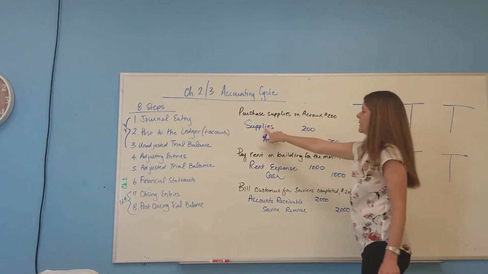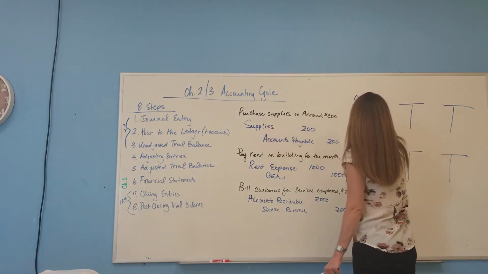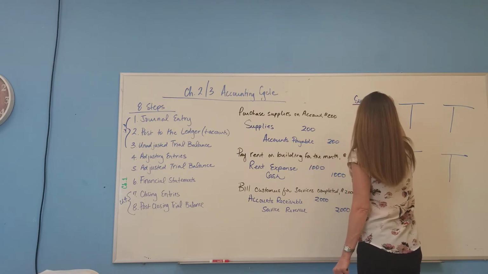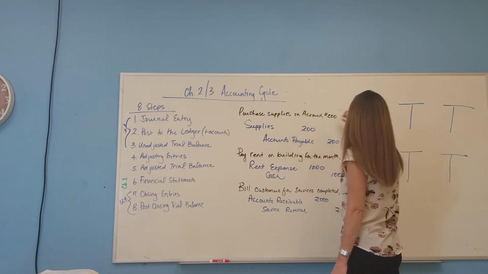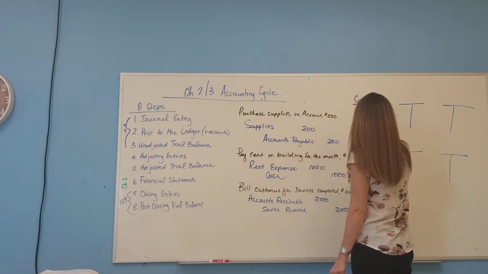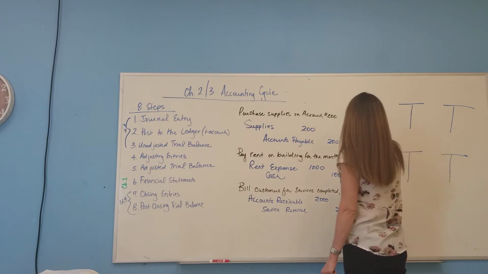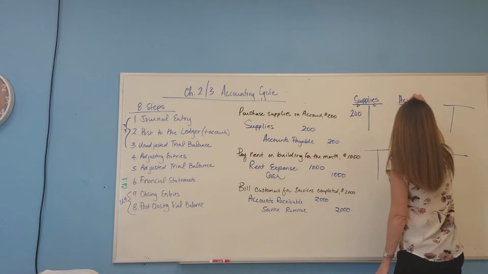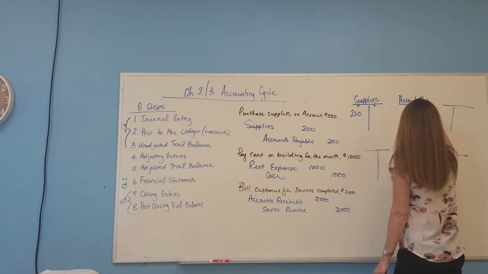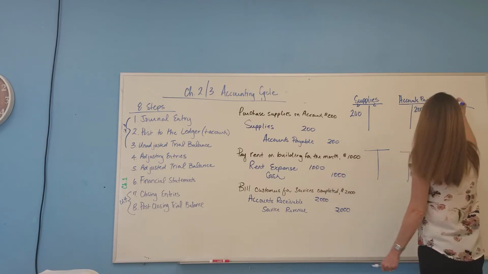You put the title at the top. If it's a debit, like this is a debit, which is first and to the left, that's going to be on the left-hand side: debit on the left, credit on the right. So the supplies is going to be 200, and I'm going to credit accounts payable for 200.